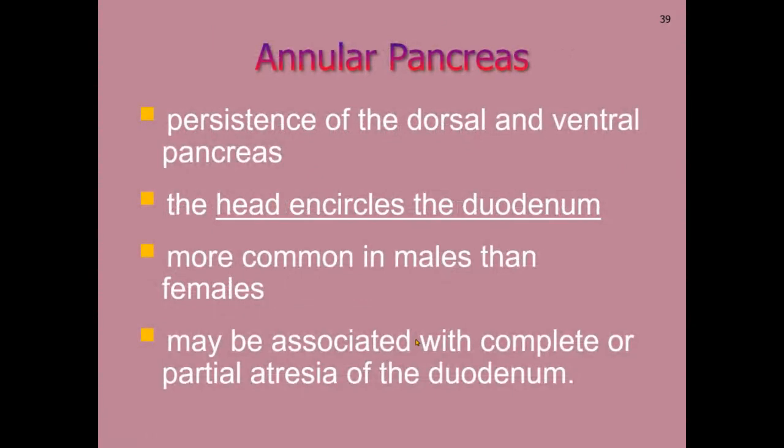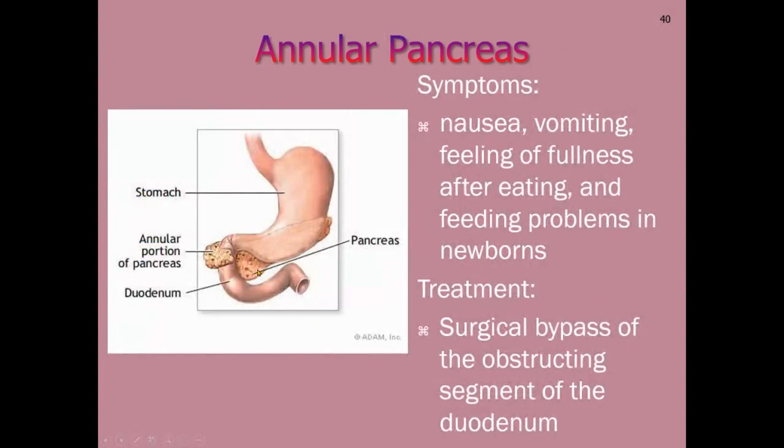Annular pancreas is a persistence of the dorsal and ventral pancreas. So maybe it didn't rotate all the way. And what happens is the head of the pancreas can encircle the duodenum. This is more common in males than females and can be associated with complete or partial atresia of the duodenum. See this picture? We have the pancreas and it actually wraps around the duodenum.